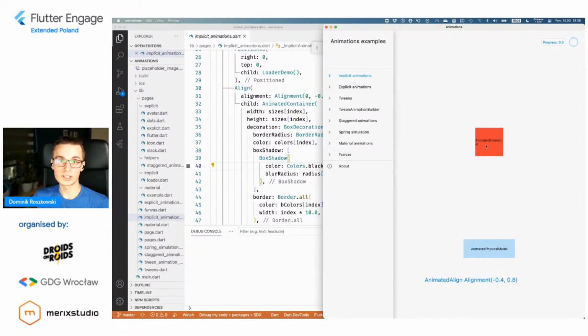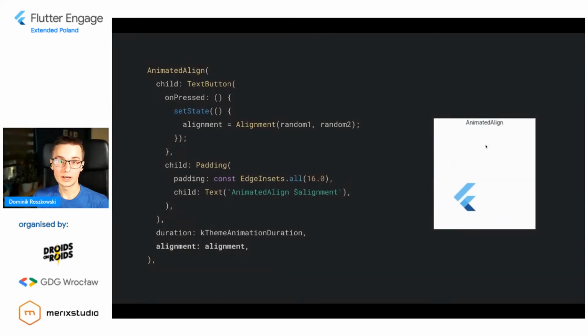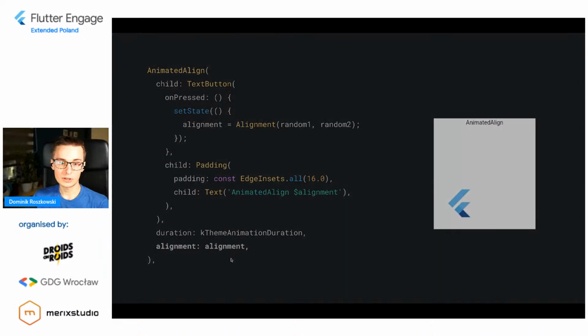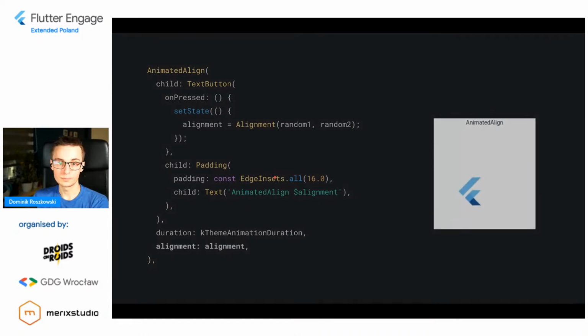And actually, just from some implicitly animated widgets, you can create very complex animations. For instance, here we have the animated align example, and the only thing that is changing is this alignment here. Sorry, I didn't mean to click it. The only thing that changes is alignment. And this is how it looks for a different widget, in this case, the Flutter logo. Here I have my onPressed, some random numbers are being applied to the alignment. And that's all that we actually have to do.